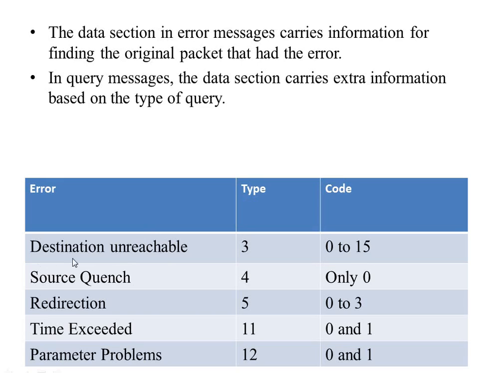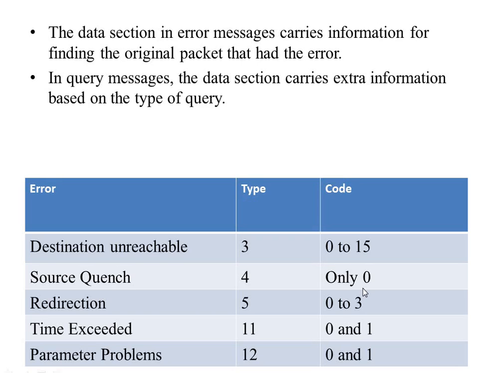For these errors, you can see destination unreachable, where the type will have a value 3 and the code may vary from 0 to 15. Then source quench, the type is 4, and it has only code value 0. Redirection, type is 5, and the code may vary from 0 to 3. Time exceeded has type 11, and it will have only code value 0 or 1. And parameter problems have type 12, and they also consider code 0 and 1.